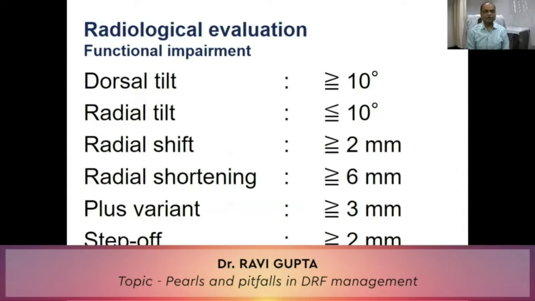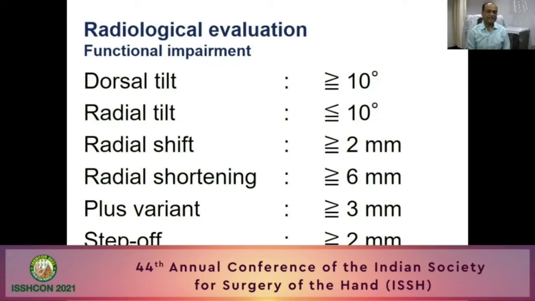Normally there is 11 or 12 degrees of palmar tilt. If there is a dorsal tilt of more than 10 degrees, radial tilt less than 10 degrees, radial shift more than 2 millimeters, radial shortening more than 6 millimeters, a plus variance of more than 3 millimeters, or an articular step of more than 2 millimeters, this is not acceptable.